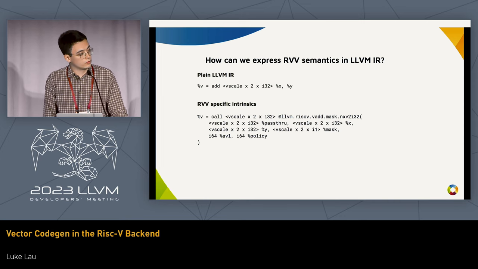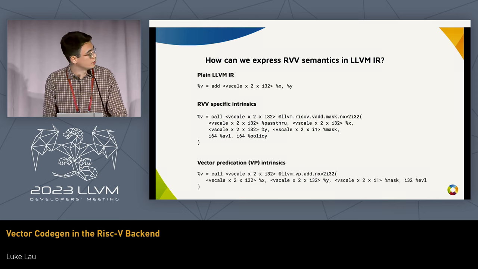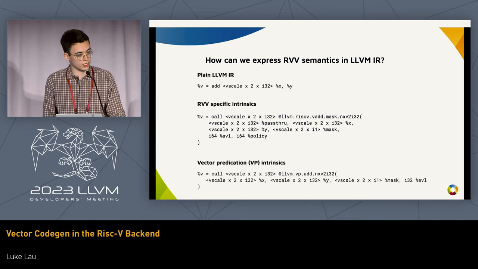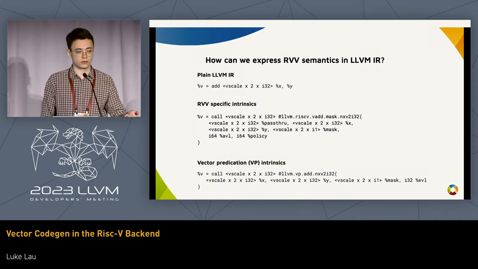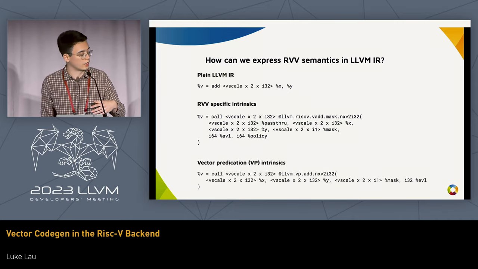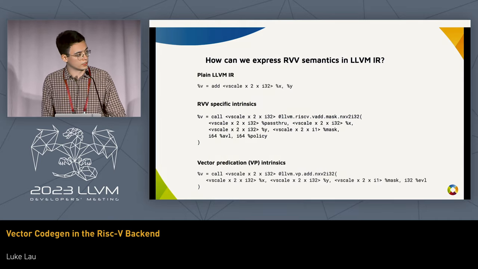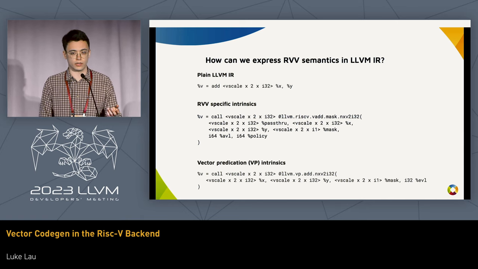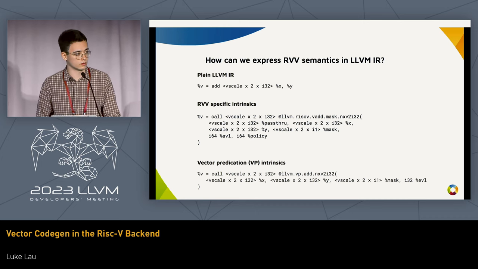The other way that we can express and control these features is through the vector predication intrinsics. Some of you might already know what these are, but just as a recap, these are a copy of existing LLVM instructions and intrinsics that operate on vectors, but the main difference is that they now have a mask operand and a vector length operand. The great thing about vector predication intrinsics is that they're target agnostic, so we can actually use them in some of the middle end optimization passes later, where we can't just be introducing target specific intrinsics like the one above.